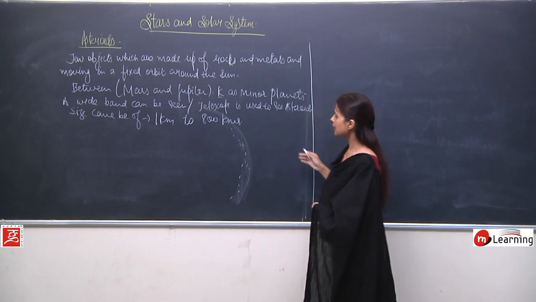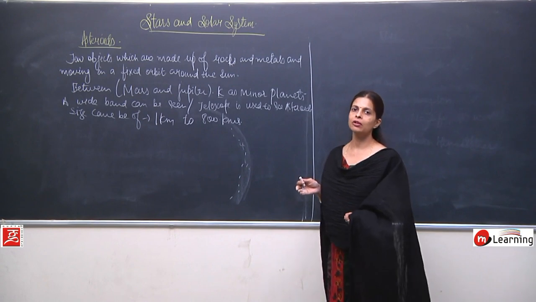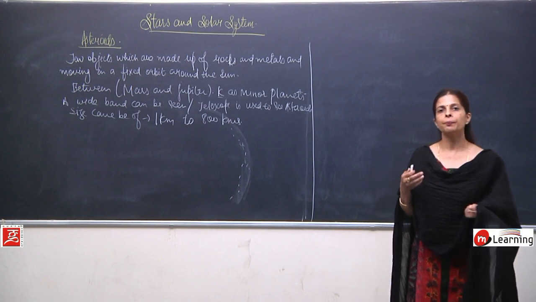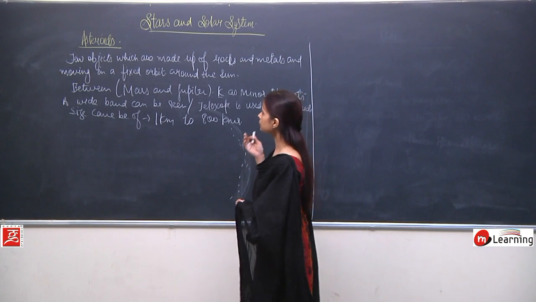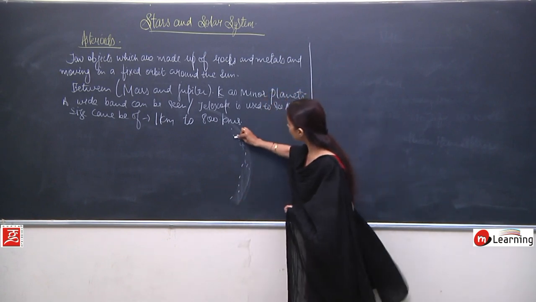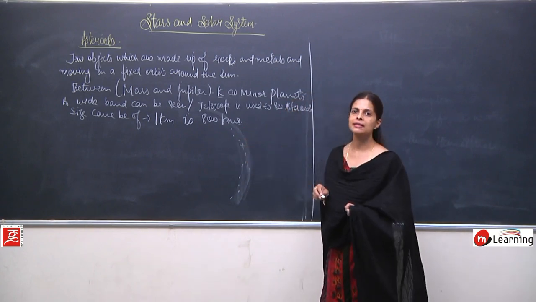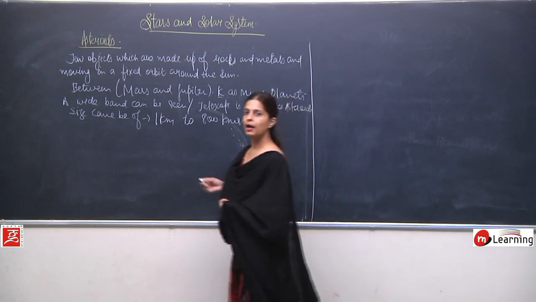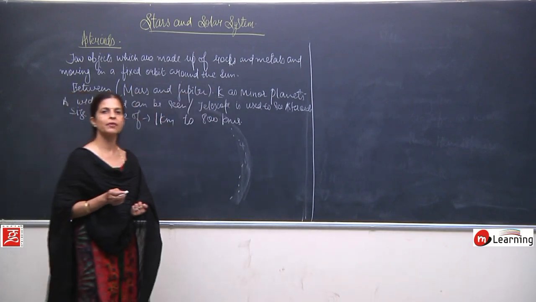Now the size can be different. It can be very small, of 1 kilometer, and can be very big, till 800 kilometers, and definitely these are known as minor planets. They form a wide band, as I have drawn over here, and this one is present between the Mars and the Jupiter. So these are also part of the solar system, generally known as minor planets because they are very tiny.